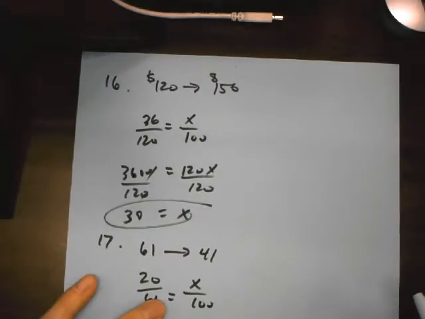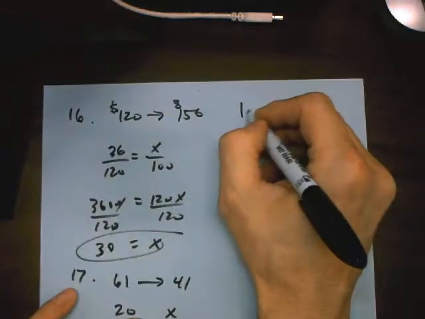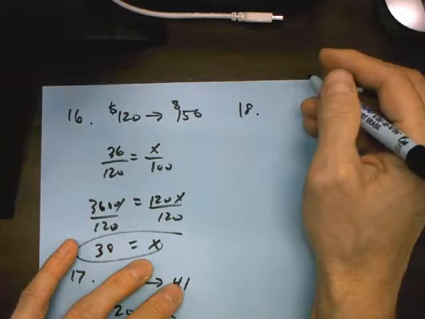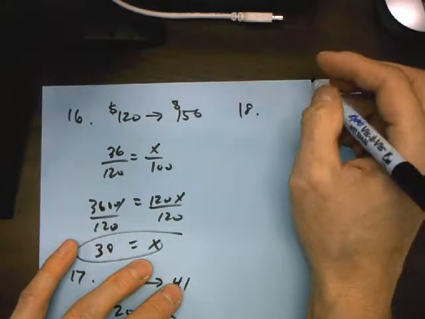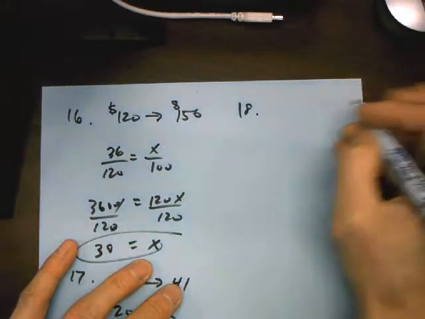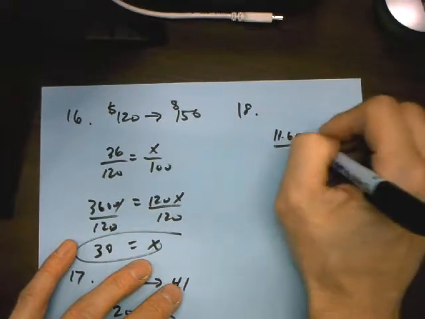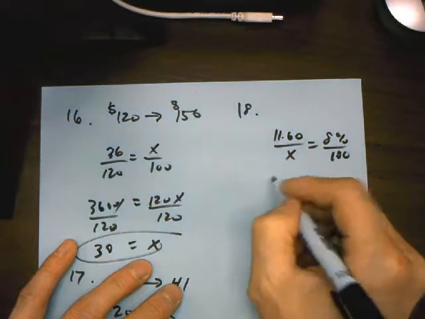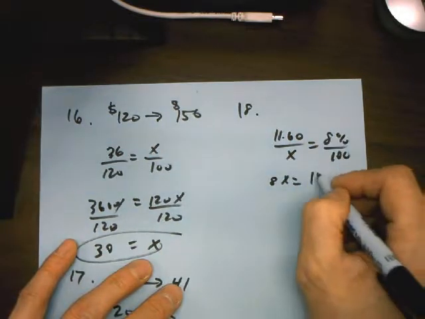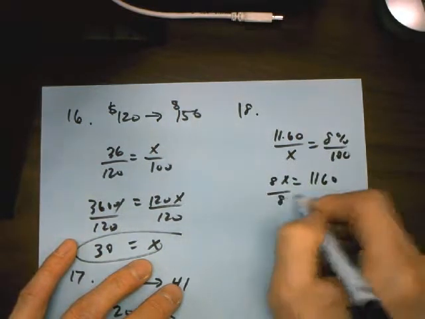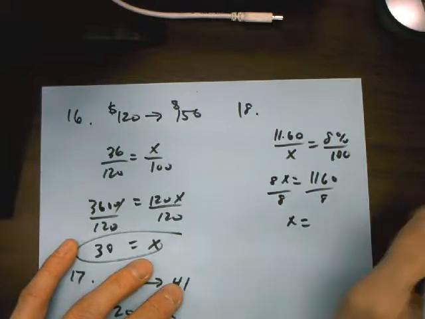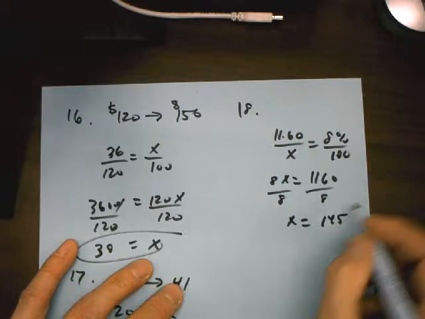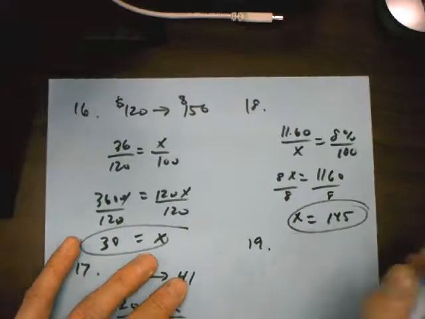Okay, so where are we at now? We're on 18. 18 says this. You bought an item, 8% tax. This added $11.60 to the price. What was the original price? So in other words, $11.60 is 8% of what number? That's that question. That's all they're asking you. So we cross multiply. Multiplying by 100 means move the decimal 2 times. Divide by 8. Okay. So we got $11.60 divided by 8. It goes in evenly. $145 was the original price.